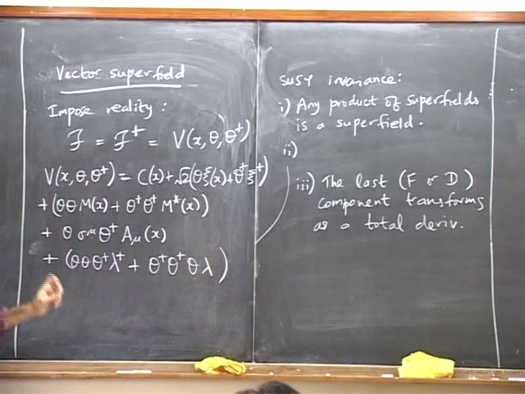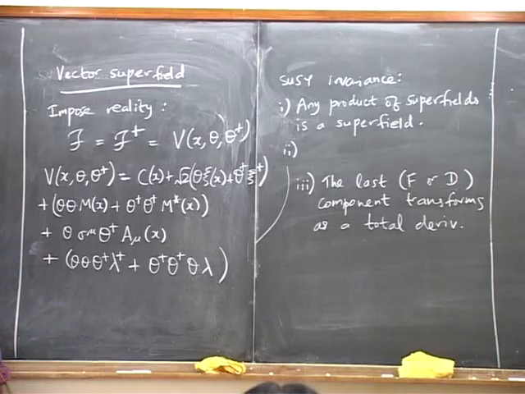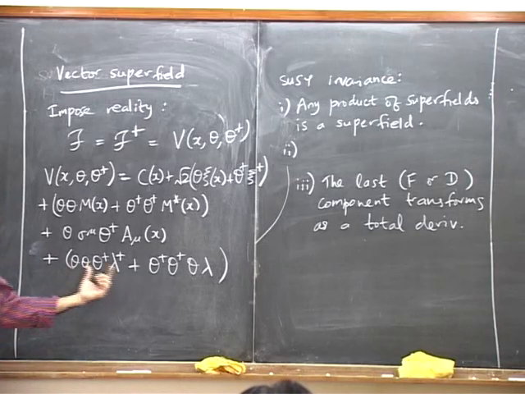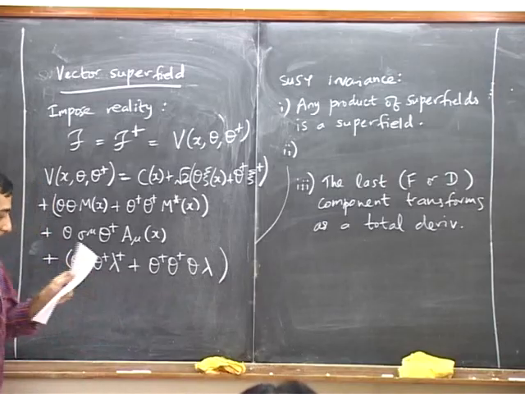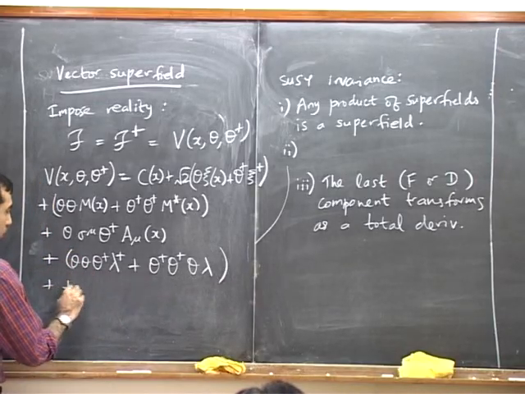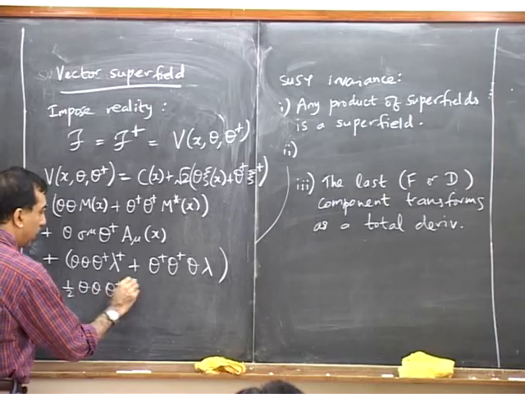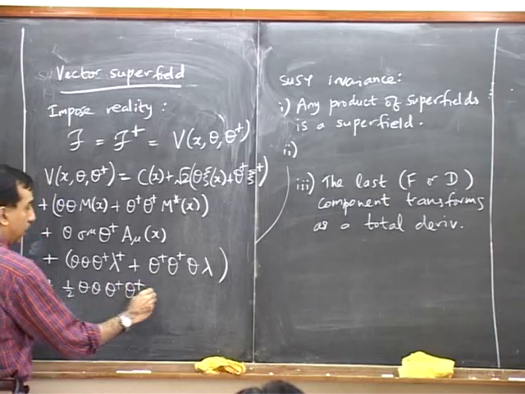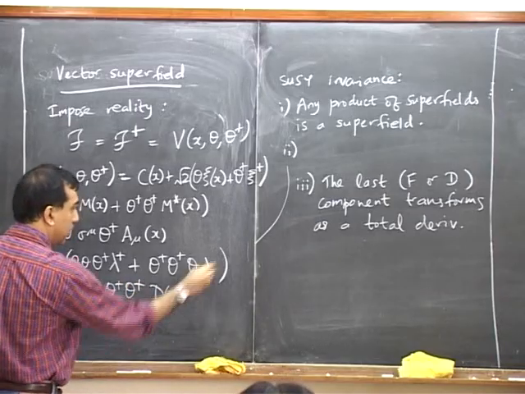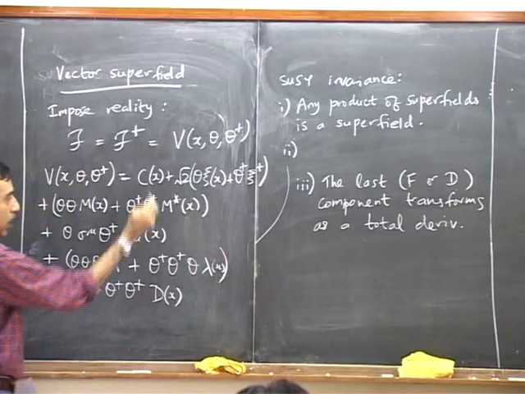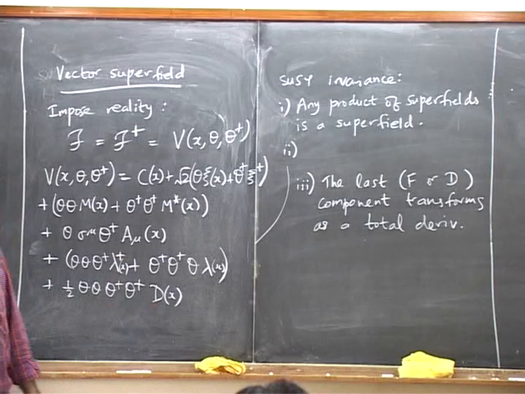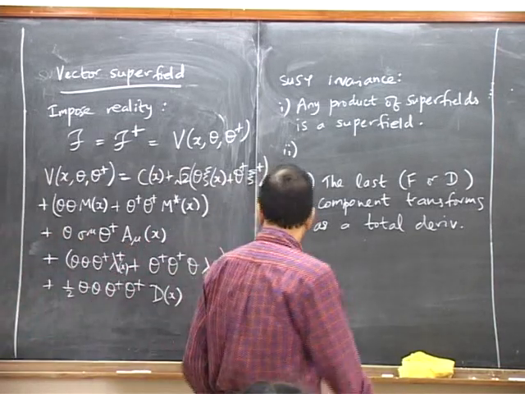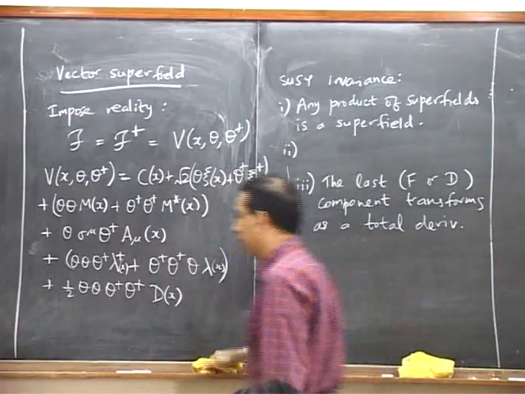So repeatedly we see the usefulness of two-component notation. This is the contraction between these two, this contraction between these two, and then these are the complex conjugates fitting in nicely. And finally the last term is chosen with a conventional factor of half, theta squared, theta dagger squared, d of x. These are all of x, of course. I haven't bothered to write that everywhere. And d is real. Okay. So I hope it's completely clear what is the field content of this vector superfield.